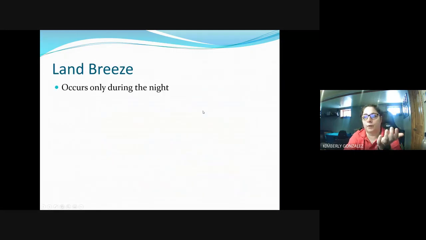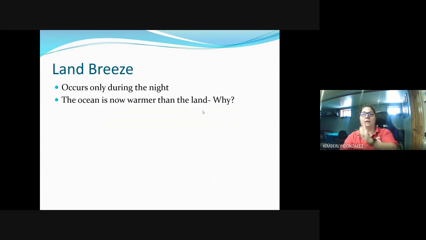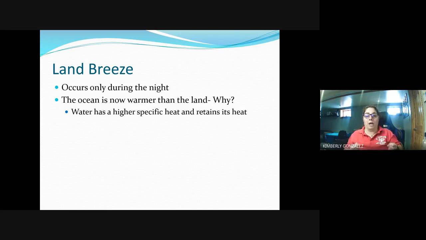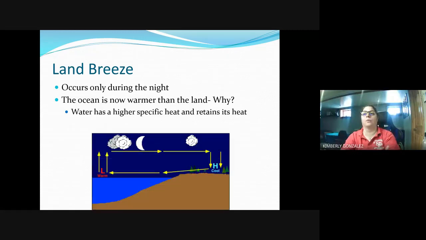Okay, whereas a land breeze only occurs during the night, because during the day we have that heat source which is heating the land, right? Whereas during the night, we don't. But the ocean is still warmer at night than the land, right? Why? Because water has a higher specific heat, which means that it's going to take longer to heat up and cool down. So all night long, the water is giving off that excess heat that it absorbed during the day, whereas the land is already cool.